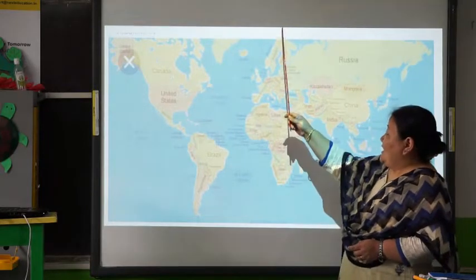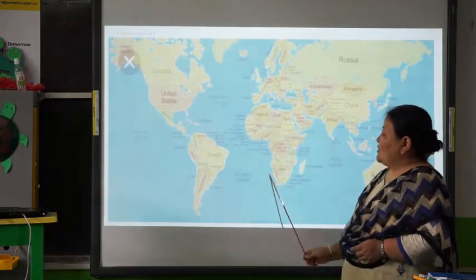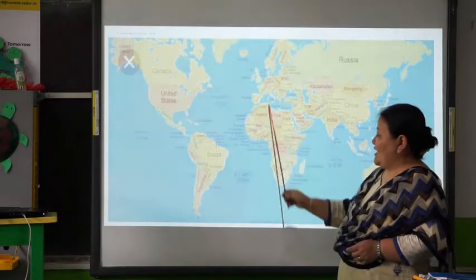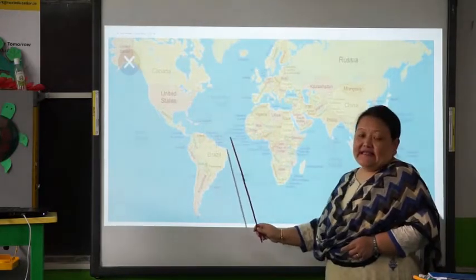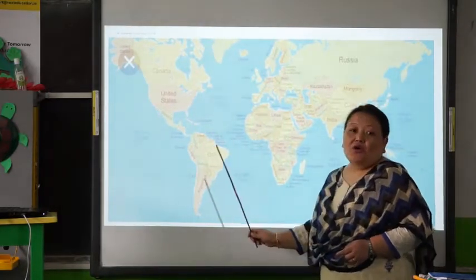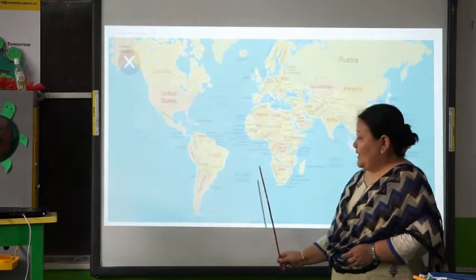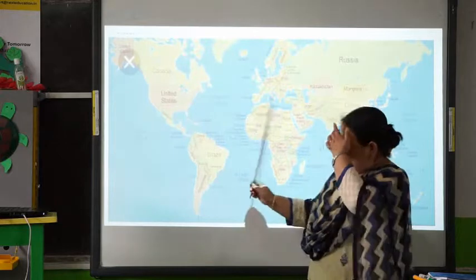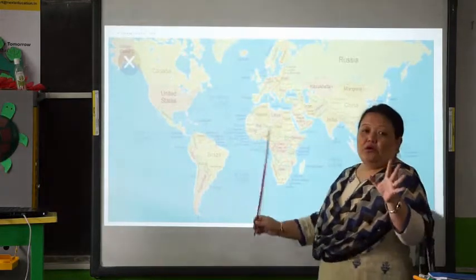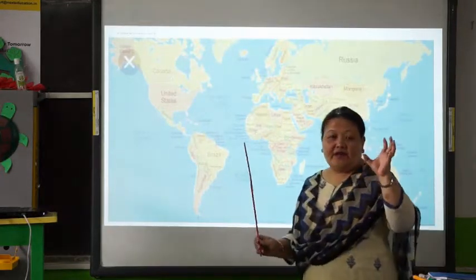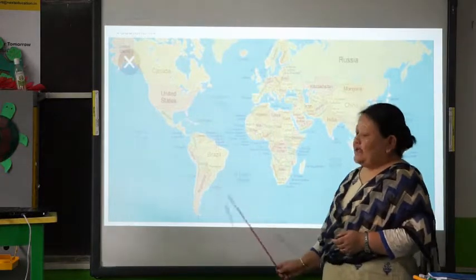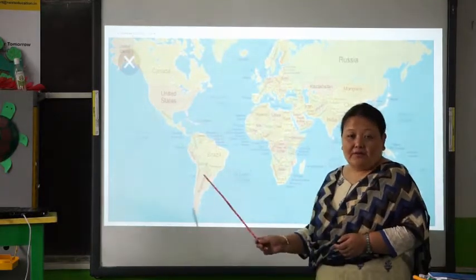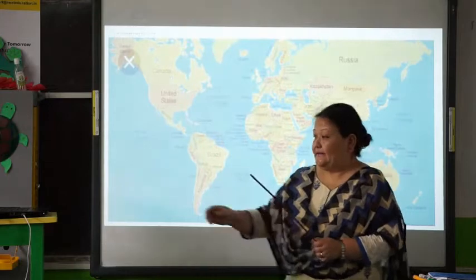Okay, and then you have your prime meridian, which crosses through the continent of Africa and Europe. So it shows that your continent of South America is on the western part of the continent. Okay, so this is more or less about your location. So at least you have to have an idea where actually your continent of South America is located.